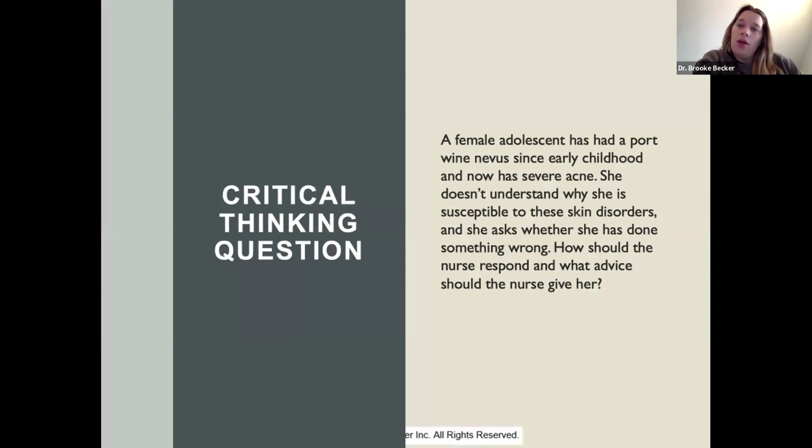Adolescent female has a port wine stain or a port wine nevus since early childhood and now has significant acne. She doesn't understand why she is susceptible to these skin disorders and asks whether she has done something wrong. How would the nurse respond, and what advice would you give her?